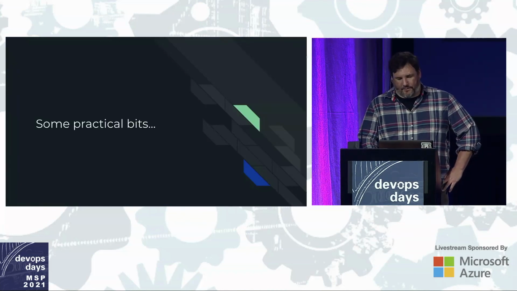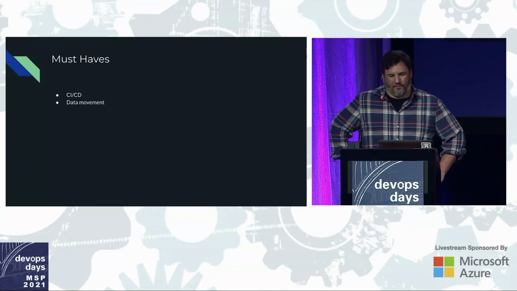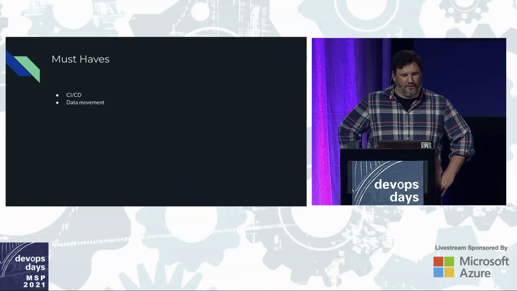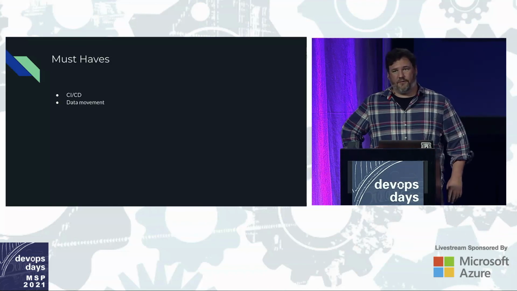Now, some practical pieces that I think are really important to talk about. Any organization considering going multi-cloud must have two technical practices down really well, and it's CICD and data movement. Most companies have one or the other. Very few companies have both.